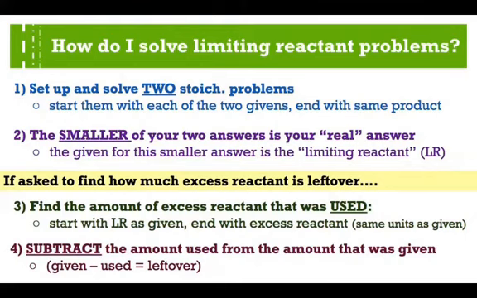So once you realize you have a limiting reactant problem because you have two givens to start off your reaction, you're going to set up and solve two stoichiometry problems. Start them with those two givens that you've got, and you're going to be ending at the same product, the same unit, same product. So there's going to be some similarity between some of these numbers you need to use. And then of those two answers you get from your two stoich problems, the smaller one is your real answer.